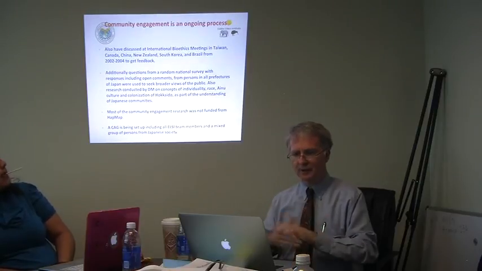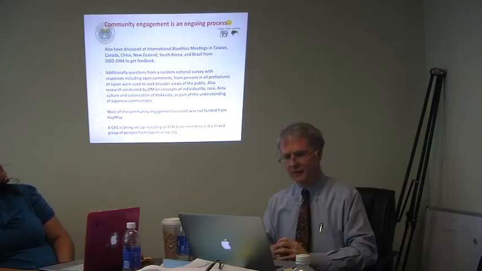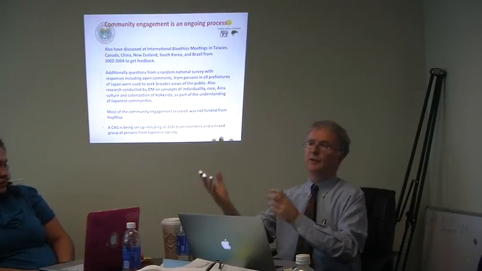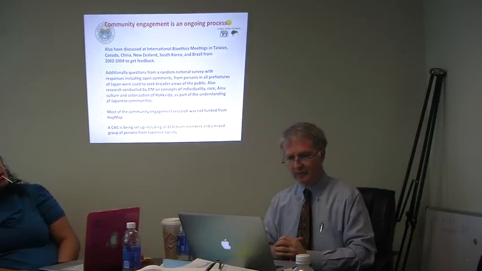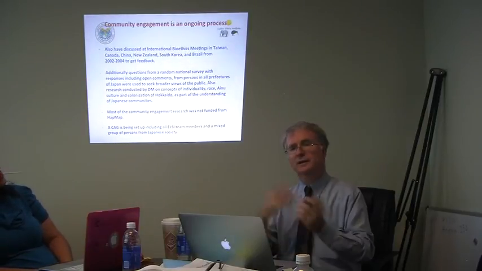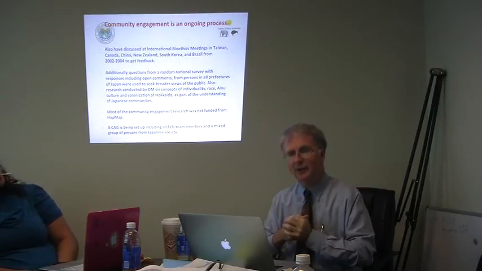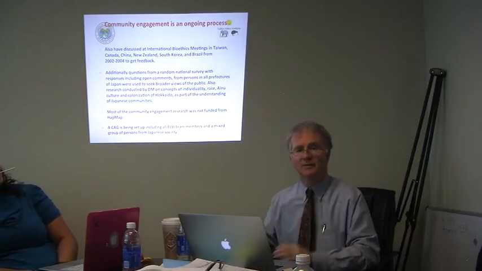We also did research. I looked at research I'd done on the concepts of individuality, the race, Ainu culture, for example, in Japan. Ainu, the real Japanese, or the introduced Japanese, the real Japanese. Colonization of Hokkaido. How do we understand the Japanese community? Most of the community engagement research was actually not funded from HapMap. I used other funds because I still wanted to do it.